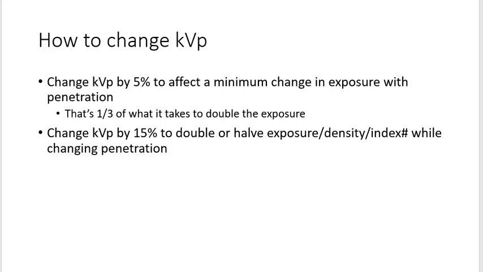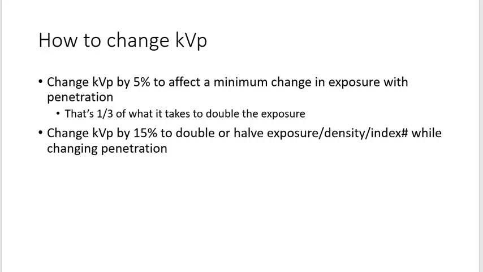Now, when you change your kVp by 15%, that also doubles your exposure. So 1/3 of that is 5%. So a 5% change in kVp is going to give you that minimal change. So a change by 15% is going to double or half the exposure. So if you increase your kVp by 15%, that's going to double the exposure. If you decrease by 15%, that's going to half the exposure.